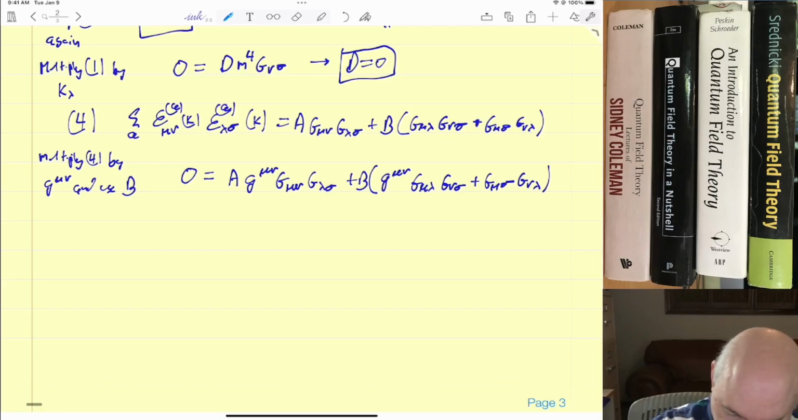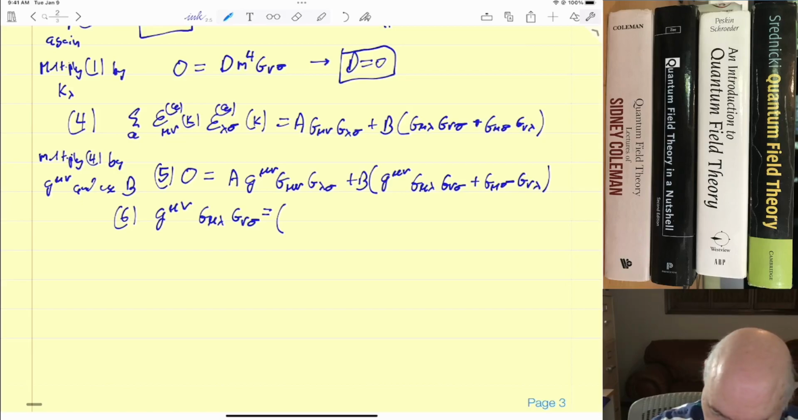Now let's evaluate some of these terms. This will be equation 6. Let's call this 5. G mu nu g mu lambda g nu sigma is equal to... so what we're doing is we're just lowering the index. We're raising the mu index to a new index.